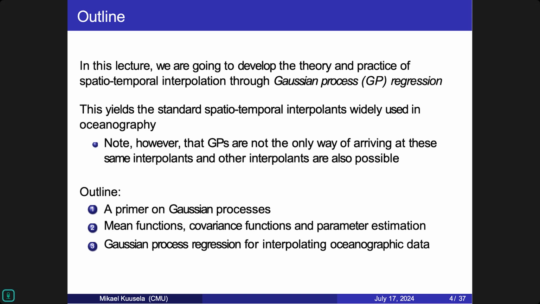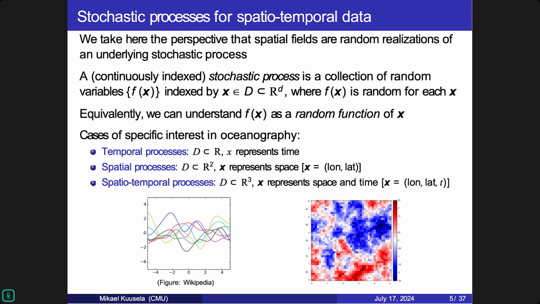So basically the plan for this lecture is there will be three parts. I'll first talk about the mechanics of Gaussian processes generally, not just within spatial-temporal interpolation, more generally. Then in order to work with Gaussian processes, you need to make certain choices about mean functions and covariance functions and parameters. So I'll talk about how you do that. And then we'll put these two things together and learn how to use those in the context of oceanographic data. So that's the plan.